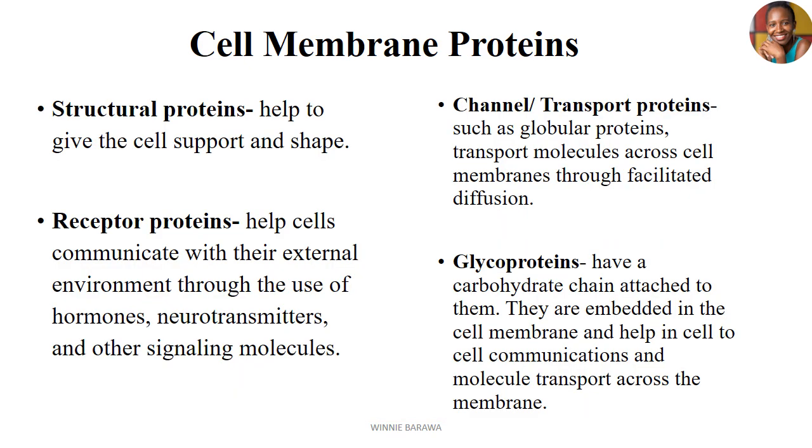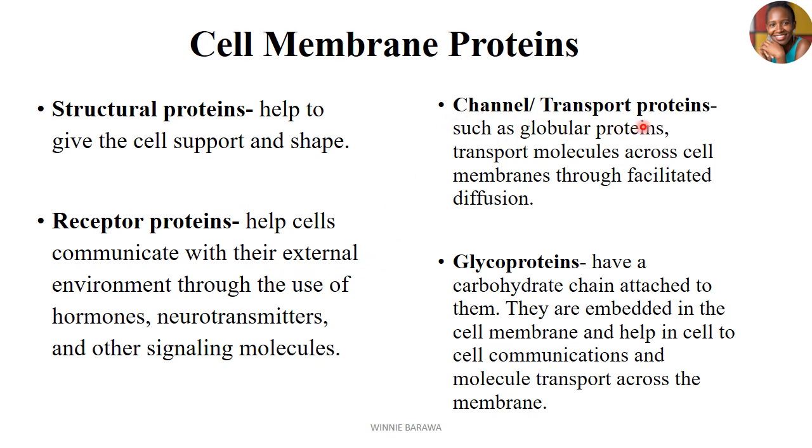And so looking at the different proteins and their functions, we've mentioned all these proteins. The first protein is the structural protein, and the main agenda of structural proteins is to help give the cell its support and shape. So it's mainly for cell support and stability. Then the second category of protein is the receptor protein, and the receptor protein helps the cell membrane communicate with the external environment. So you can use the receptor proteins through the help of other chemicals like hormones, neurotransmitters, and any other signaling molecules. So that's how the receptor proteins work.